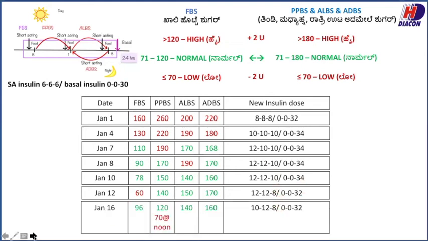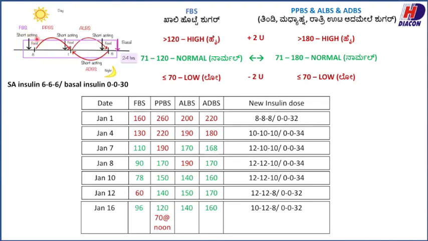We check the sugars again, and what do we find? Our fasting is 96, which is normal. So the night dose continues as it is, 32. After breakfast is also normal. It's actually 120, but we have a low sugar here at noon, it's 70. So we correct the low sugar, eat a snack, become normal again. So if you have a low sugar in this 6-hour window, remember it is the morning short-acting insulin which is working at that time.